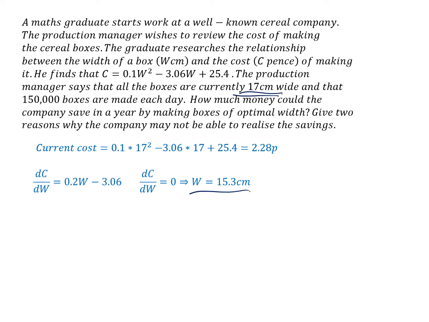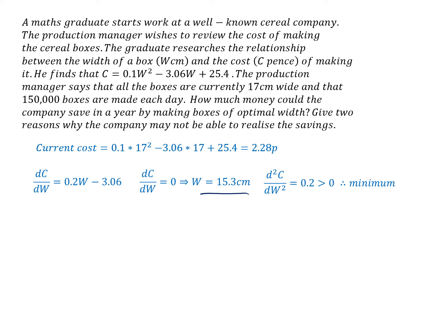So we've got to make sure that we show somehow that this is a lower figure than the current figure, and I'm going to do that by differentiating a second time, and d²C/dW² is 0.2, which is positive, so therefore we do indeed have a minimum value of the cost when W equals 15.3.